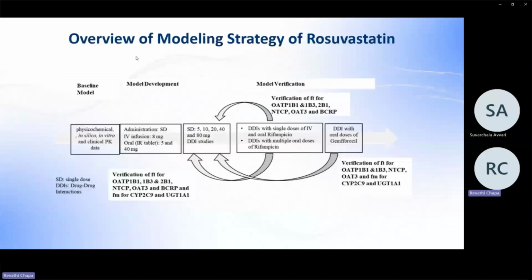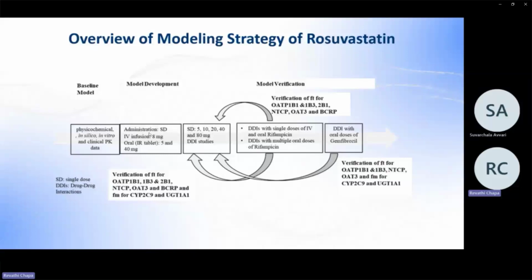So this is the modeling strategy for rosuvastatin. Here we have built a baseline model using the in silico, in vitro, and clinical PK data, where the model was first initially developed for single doses, where IV infusion 8 milligram and oral tablet 5 and 40 milligram were used for model development. Once we felt that these two doses are described well, we further verified for other doses given as single doses, ranging from 5 to 80 milligrams. So the entire dose range is covered.